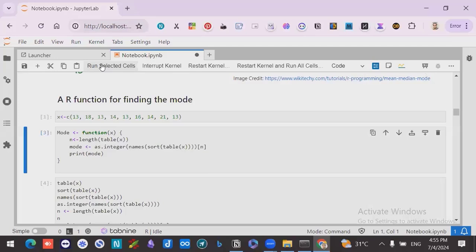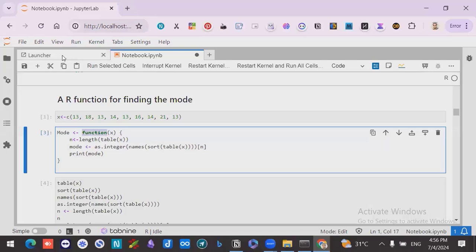Next, we go here and calculate the mode. In the mode, I have a return function, because we learned functions. I'm taking a function and taking the same X vector. Here I'm storing the length of table of X, which is nothing but how many counts there are. And for the mode, we convert with as.integer, look at the names, sort these values, and find the mode.